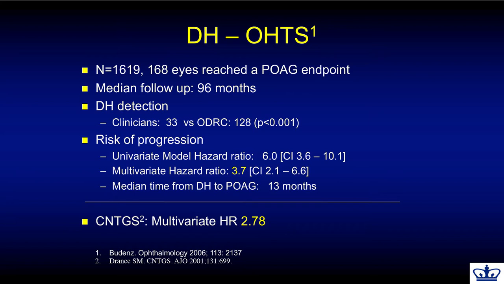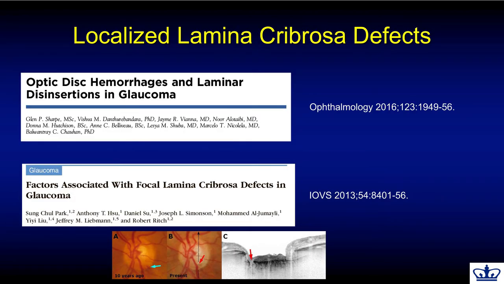This is very similar to Dr. Anderson's Collaborative Normal Tension Glaucoma Study, where the hazard ratio was approximately 3. So regardless of the type of glaucoma, whether it's ocular hypertension, advanced primary open angle glaucoma, normal tension glaucoma, or low tension glaucoma, the presence of a disc hemorrhage is a strong predictor of future loss.